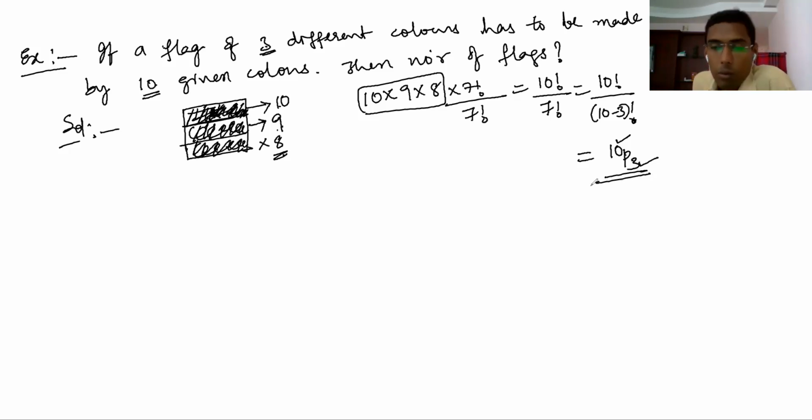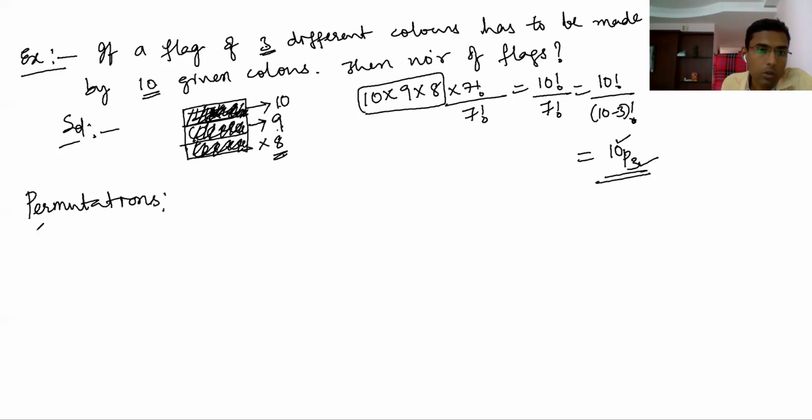I thought to explain permutation. So this P means permutations, the number of permutations of 10 different objects taken 3 at a time. Then we'll go to permutation. The multiplication principle and addition principle you can use, and you can do the problems from the textbook. Now let's go to permutations.